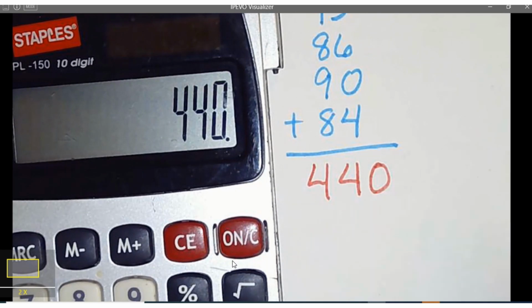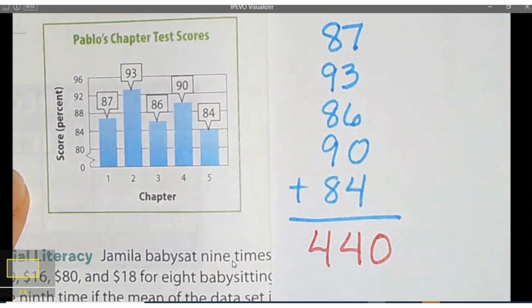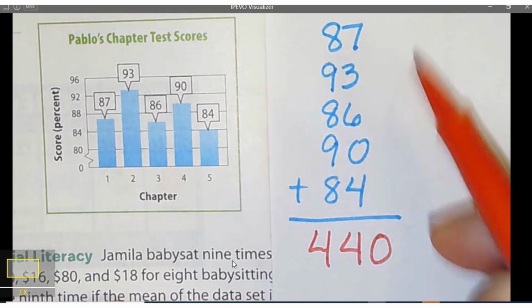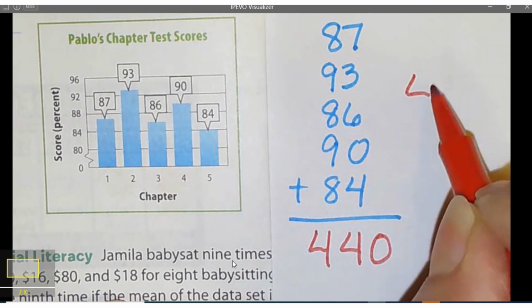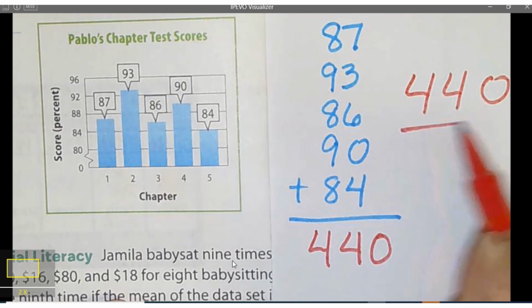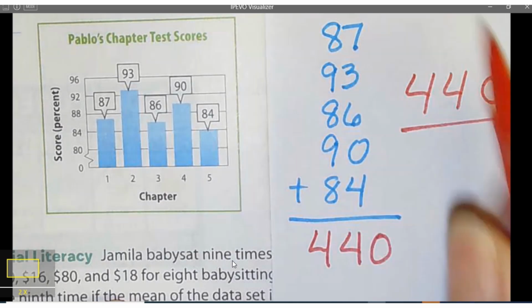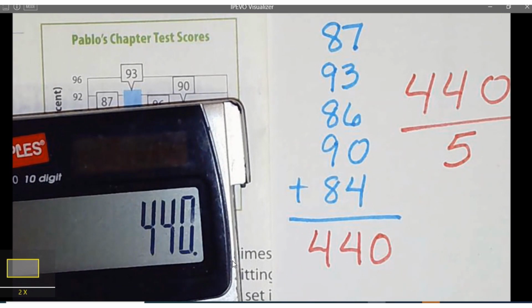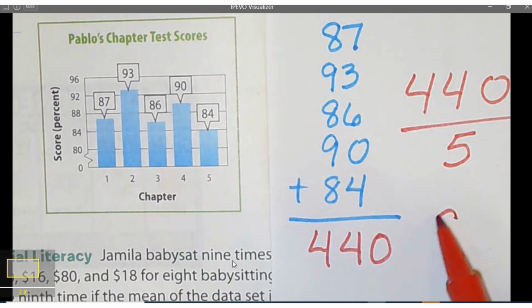Okay, so now I'm going to take that 440, and I'm going to count my pieces of data. 1, 2, 3, 4, 5. There are 5. So now I take the 440 and divide it by the number of pieces in the data set. 1, 2, 3, 4, 5. Because I already have my 440 here, I'm going to just divide it by 5. So 88%.